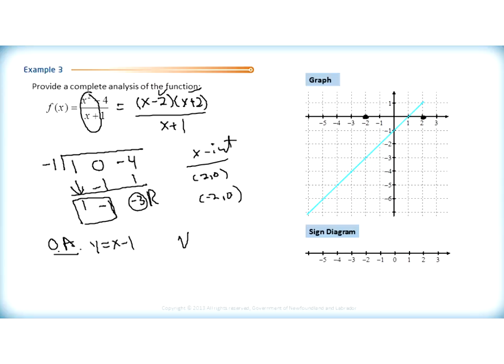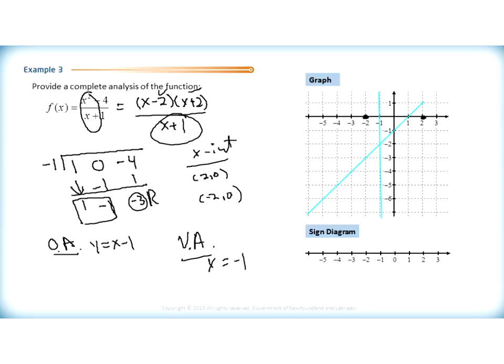Alrighty, we're going to have a vertical asymptote for this function, because we do have a root here that doesn't cancel out at x equals -1. So we're going to draw a vertical asymptote now at -1, so that's going to look a lot like this. So there's our vertical asymptote.